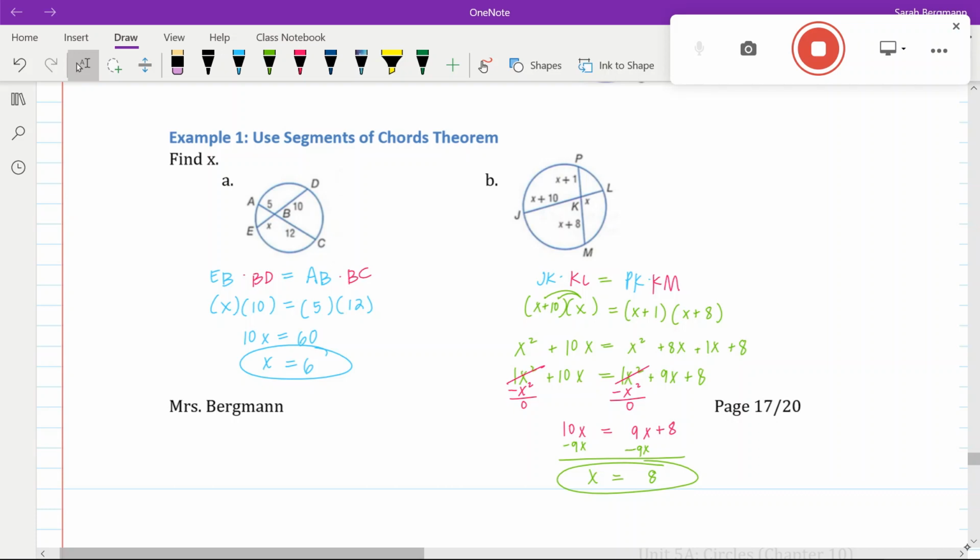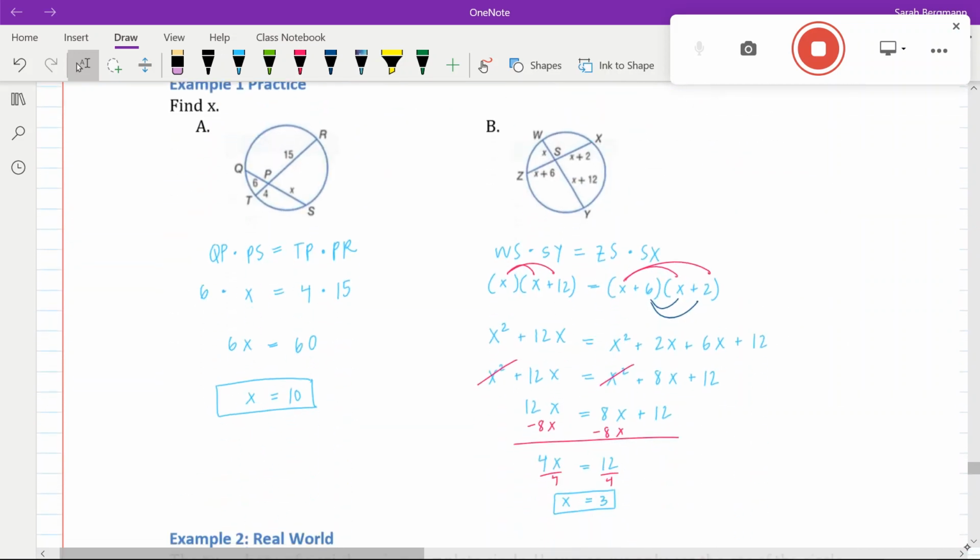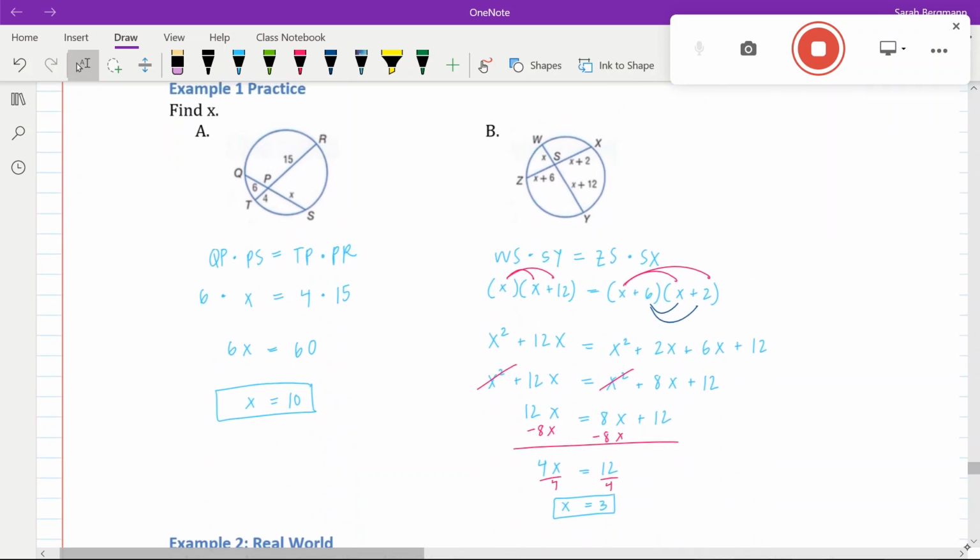All right, there are similar problems on the top of the next page. I'd like you to pause the video and try to solve those on your own first. Here are the solutions.